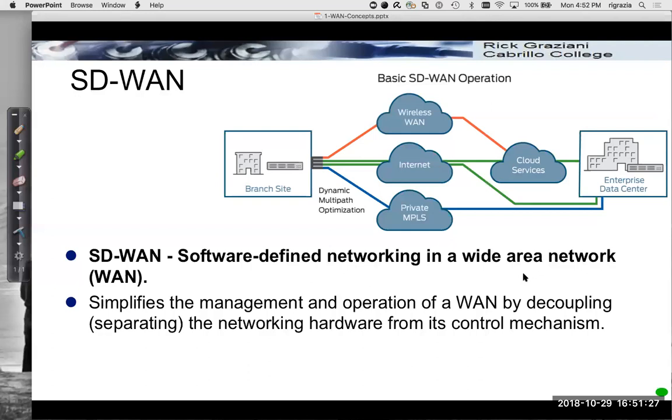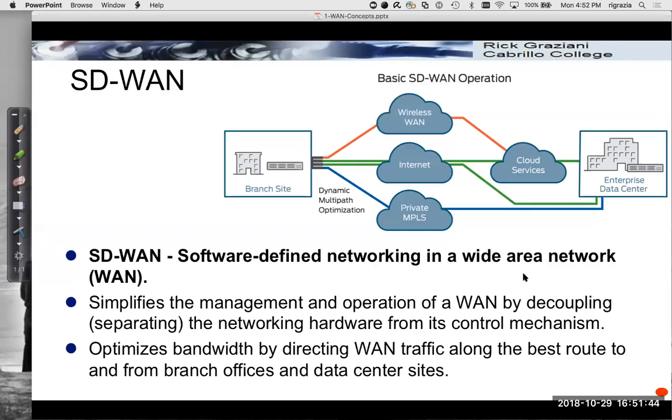Basically, what that means is we're using software to make the decisions for us instead of configuring each of the pieces of hardware separately with a lot of configuration commands. We're using software to really control and manage all this. The effect they're trying to get is to optimize the bandwidth, to help direct traffic along the best path from the branch offices to the data center sites. So you're going to be hearing a lot more about SD-WAN in the near future.